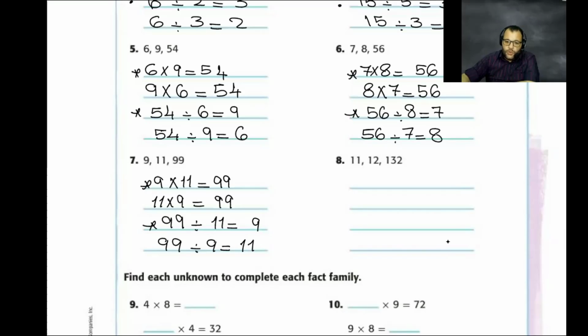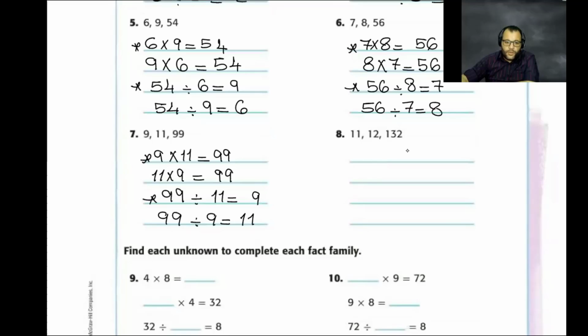Thanks. So, we need Ryan. Hello? Yes. Okay. So the next one you want me to answer, number 8, right? Yes. Okay. 11 multiplied by 12 equals 132. And then 12 multiplied by 11 equals 132.